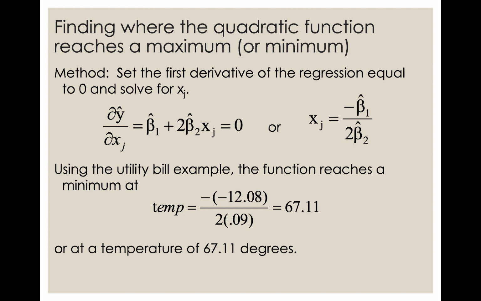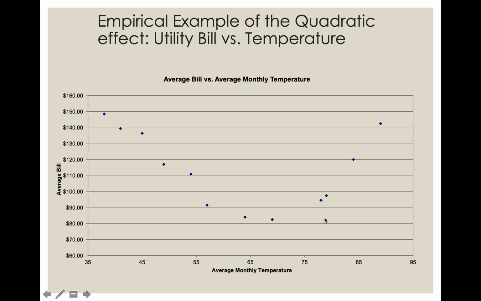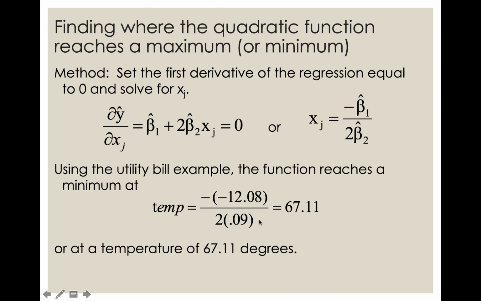A lot of times, what we want to do is figure out where our quadratic function reaches a maximum or minimum. To figure out the minimum or maximum of a well-behaved function, you take the first derivative and set it equal to 0. We've already taken the first derivative, so you just set this function equal to 0. In the utility bill example, the function reaches a minimum at 67.11 degrees. Back here, you can see it reaches a minimum right about there. So we can solve for where it reaches a minimum.